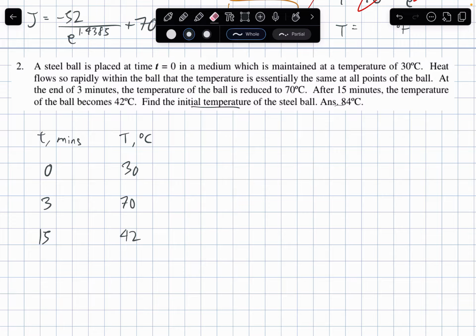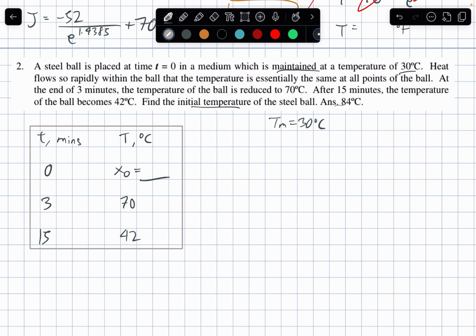Okay, find the initial temperature. So 30 is not the initial temperature, or X sub O. That tells us that 30 degrees Celsius is our room temperature, I think, which is maintained at the temperature of, yeah, maintained. I think that's the key word. Okay, so this is a Newton's law of cooling problem.